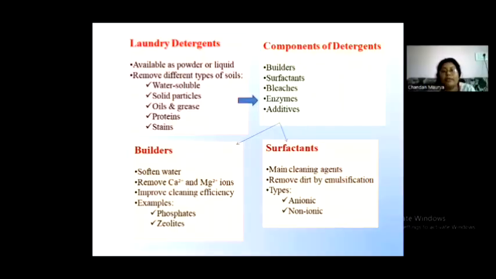Now, the next component is surfactant. Surfactants are responsible for most of the cleaning performance in laundry detergent. They provide this by absorption and emulsification of soil into the water, and also by reducing the water's surface tension to improve wetting. Laundry detergents contain mostly anionic and non-ionic surfactants.